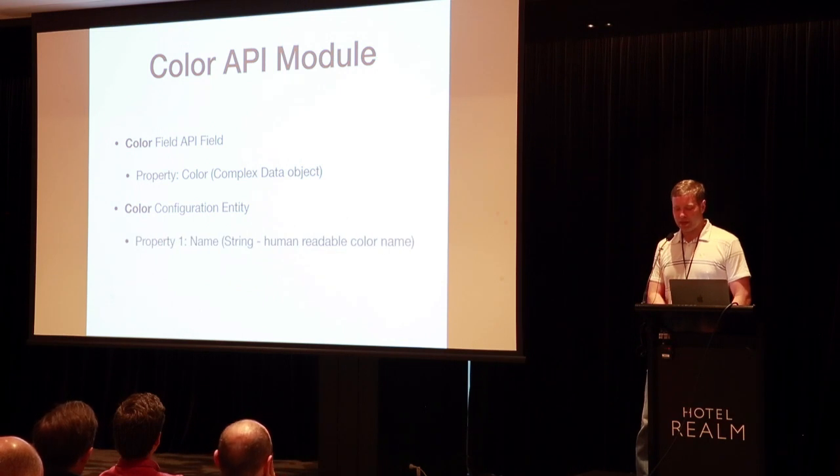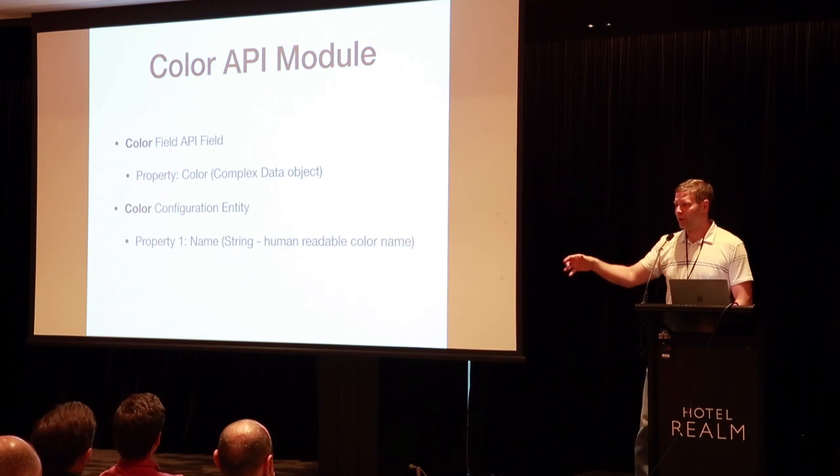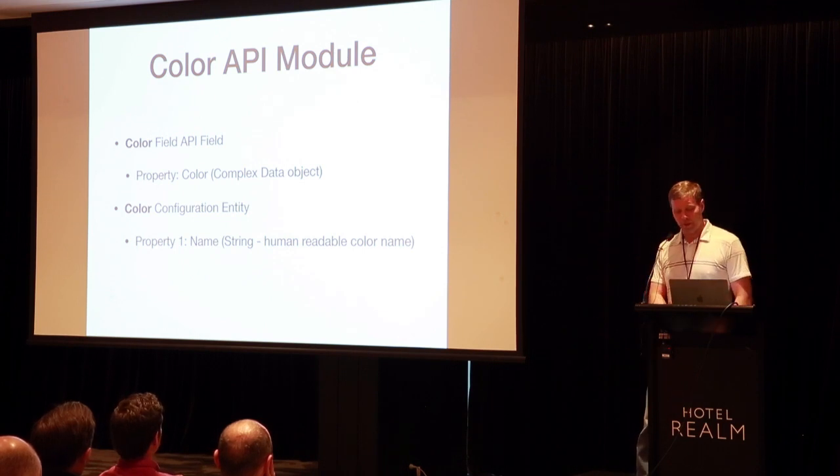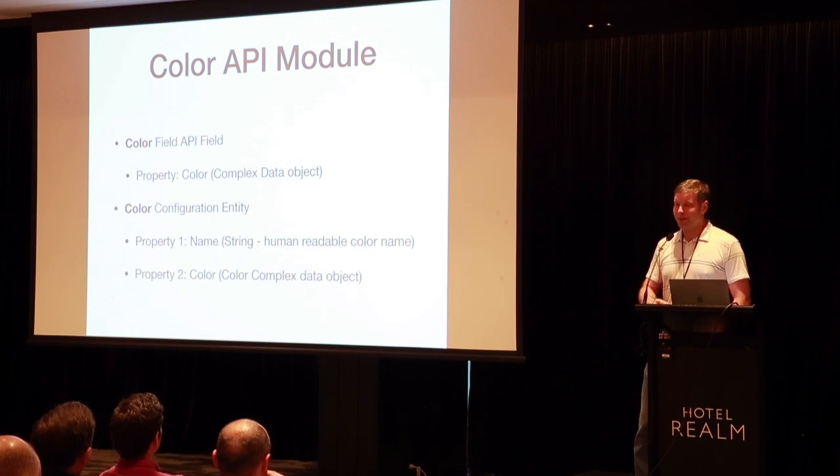And it's got two properties. It's got the name, which is a string. It's a human readable name. So blue, and then you're going to put a blue, or it might be asphalt blue, and you're going to choose some nearest to blue value. And then property 2 is color, which again is my color complex data object.